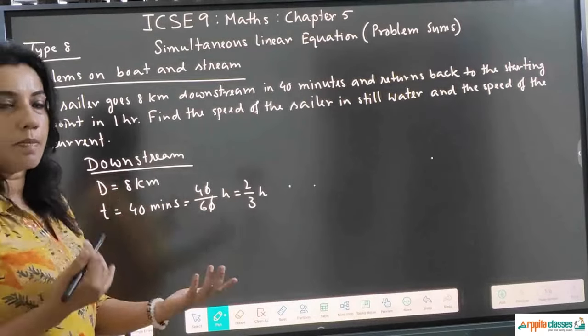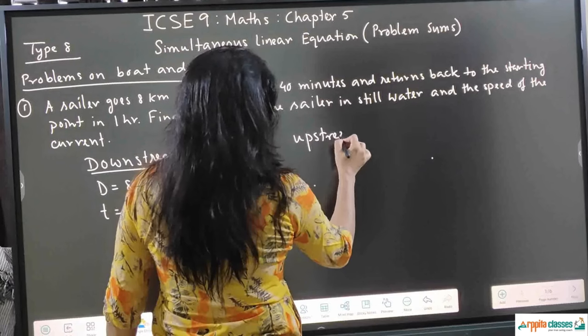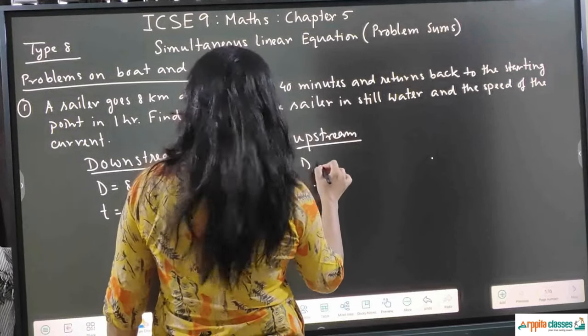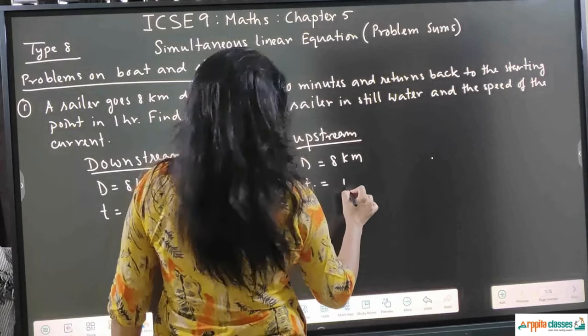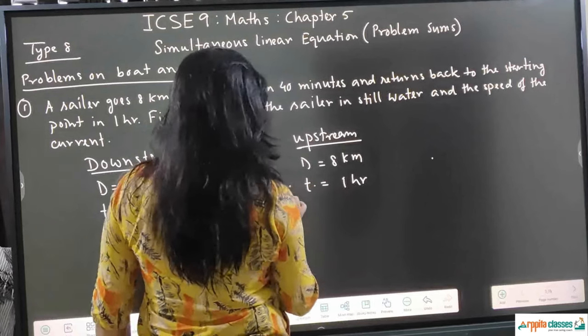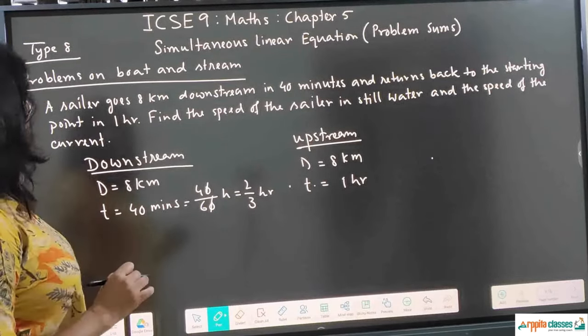And it returns back to the starting point in 1 hour. So when it returns back, it is upstream. In case of upstream, the distance remains the same, that is 8 km, but the time is now 1 hour. Find the speed of the sailor in still water and the speed of the current.